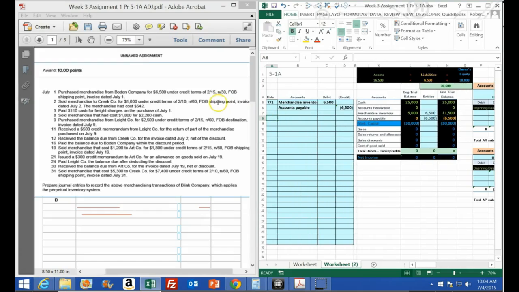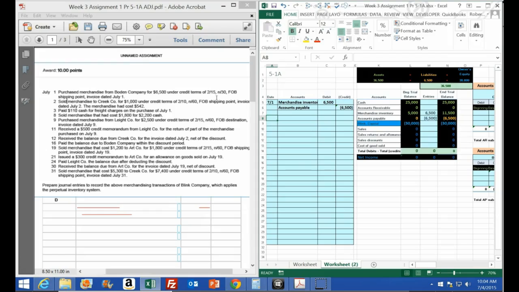Also, we have these new terms. We have 2/15 and 30 FOB shipping point. So that means that there's a 2% discount if we pay it within 15 days. And if we do not, we have to pay it within 30 days, or else collection action might be taken against us. FOB shipping point means that the transaction of the inventory is now ours as of the shipping point date, as opposed to the date that we received it.